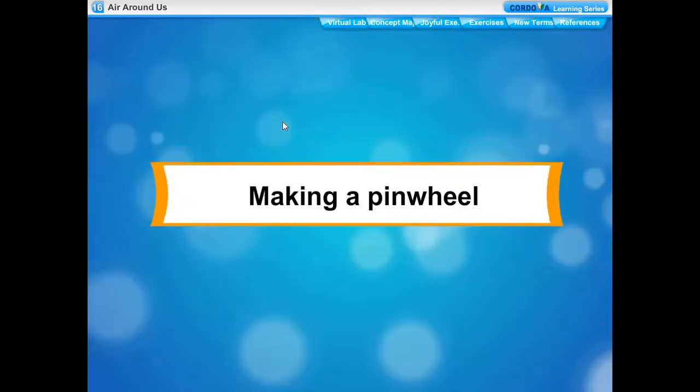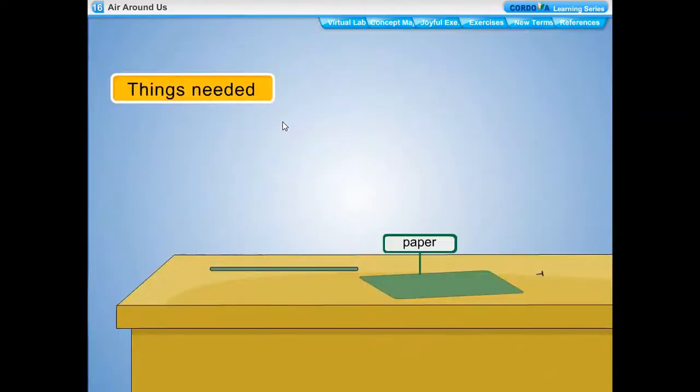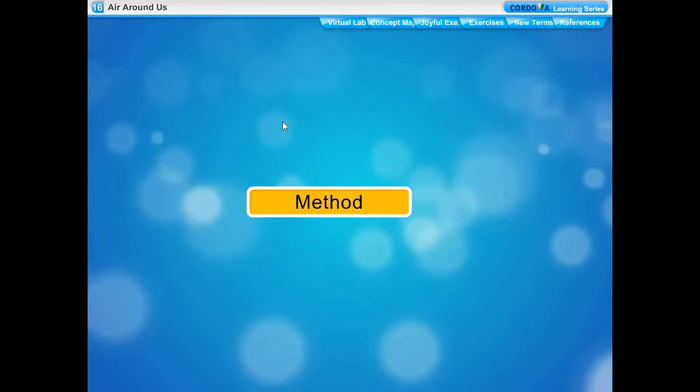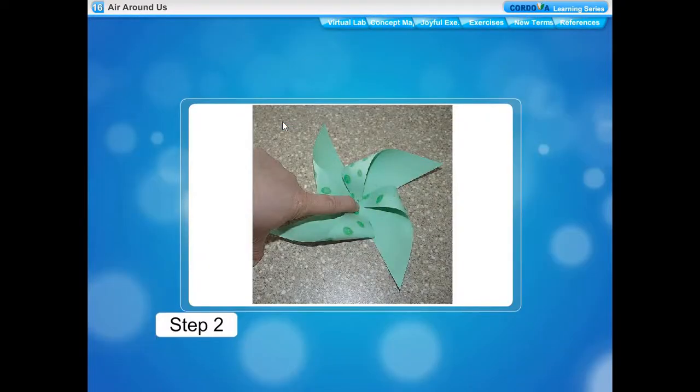Activity 1. Making a pinwheel. Things needed: a stick, paper, pin. Method: let us make a pinwheel, firki, following the instructions shown.